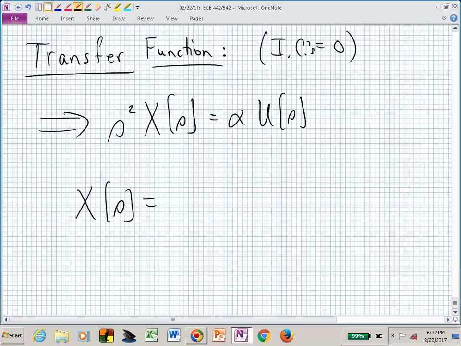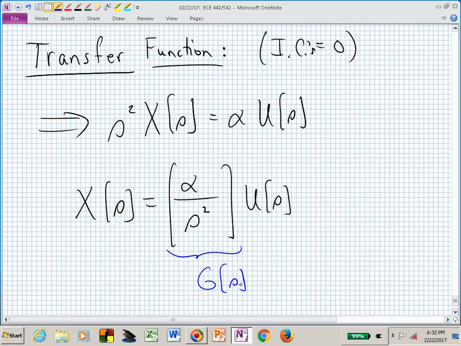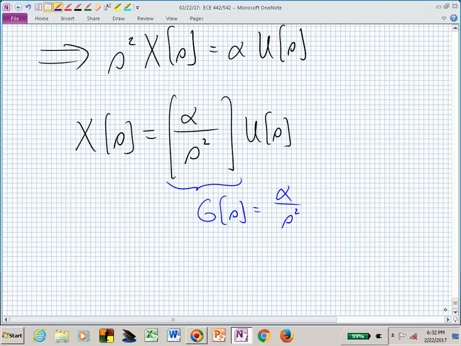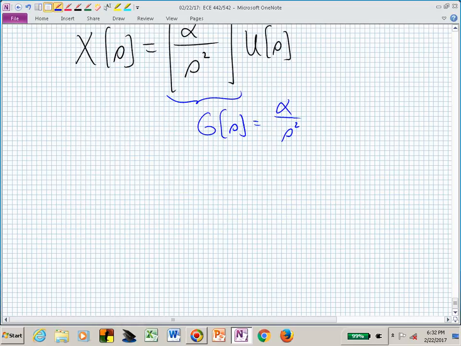So let's push everything to the other side. We now have alpha over S squared times U of S. And this, in brackets, is our capital G of S. Now it's not just alpha. In the previous example, it was just alpha and it was 5. Now we have some dynamic behavior. We have alpha over S squared. We basically have a double integrator with a gain, alpha. Let's find the zero order hold equivalent of two integrators, is really what we're doing.